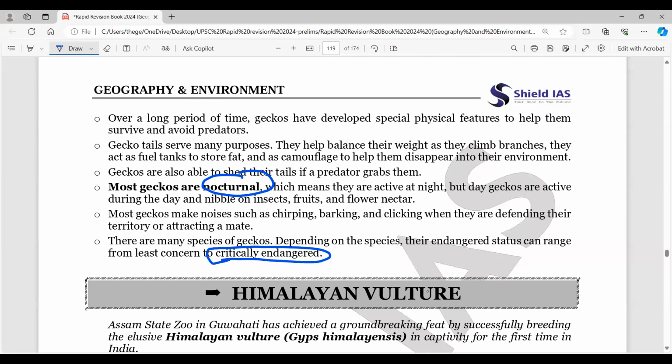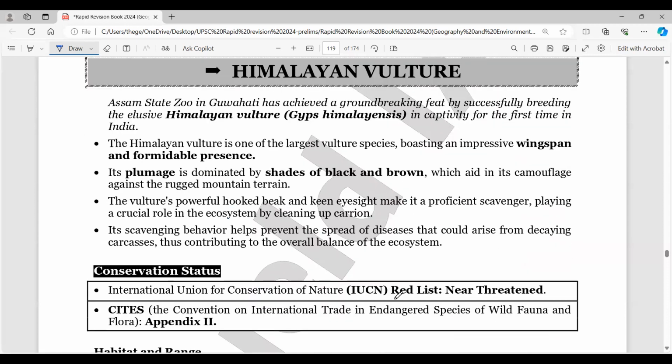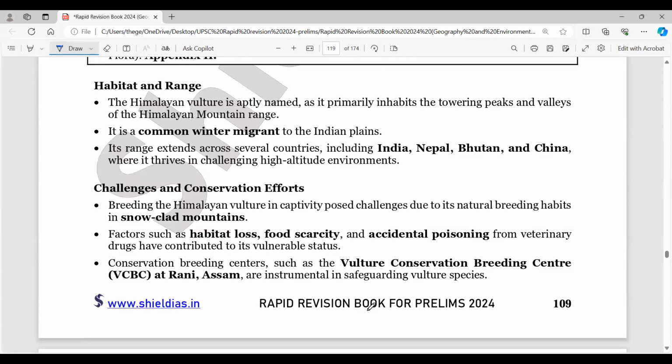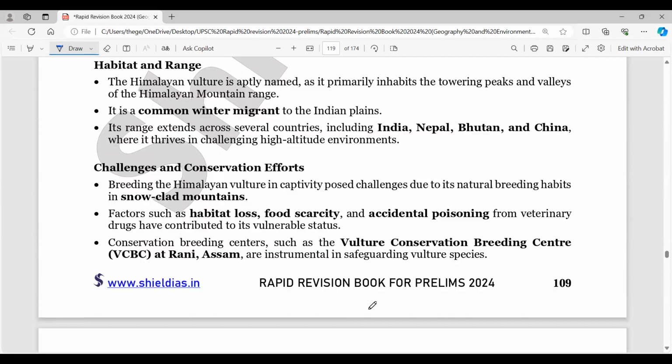Critically endangered category. Himalayan vulture. So if you observe, Assam State Zoo in Guwahati has achieved a groundbreaking feat. That is, Himalayan vulture is in captivity for the first time in India. And it's very important because its plumage is dominated by shades of black and brown. And also it is very impressive in terms of its wingspan, camouflage, and it's also a proficient scavenger. Now, talking about IUCN category here, near threatened. So that is what is important to look into. And India, Nepal, Bhutan, China is the range where it is found.